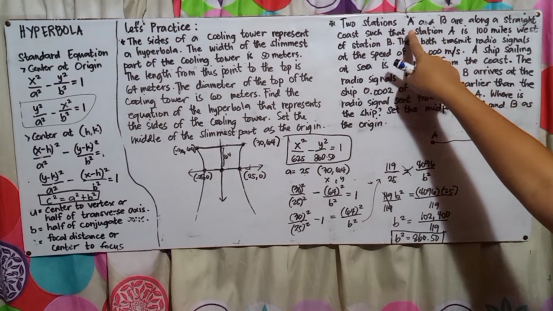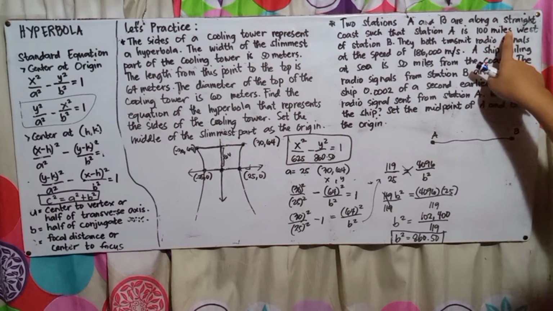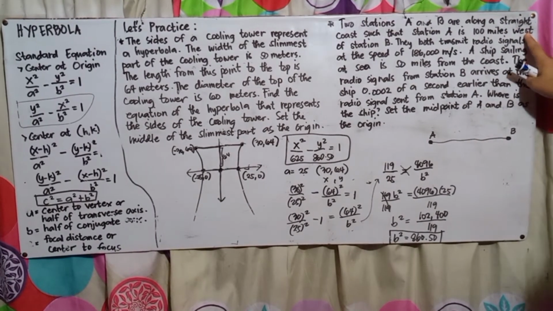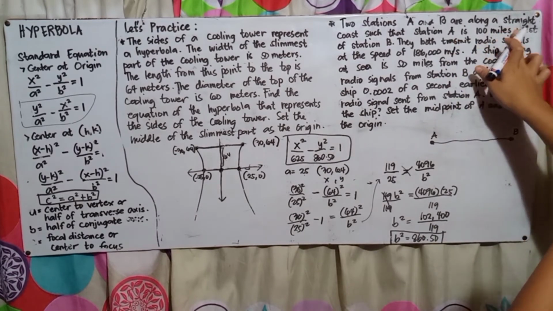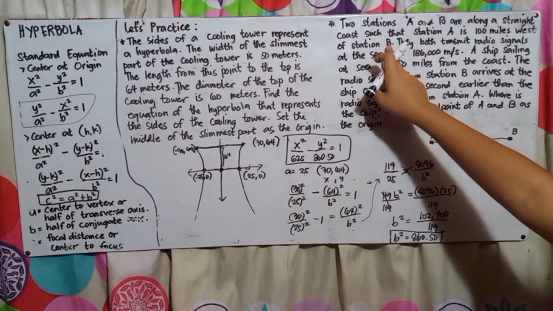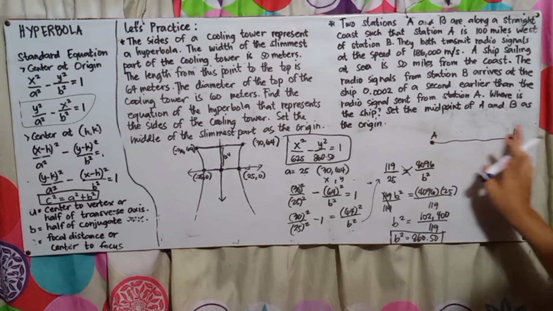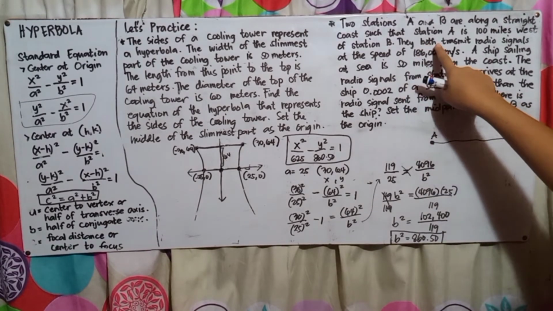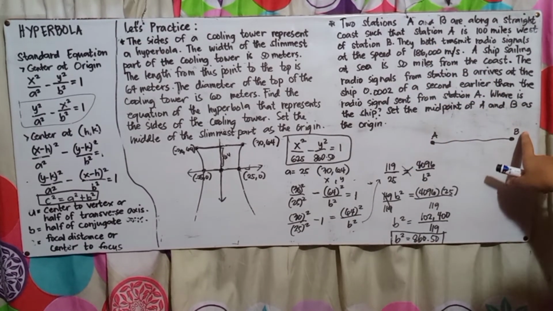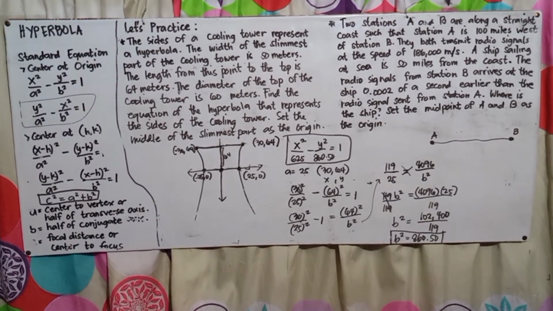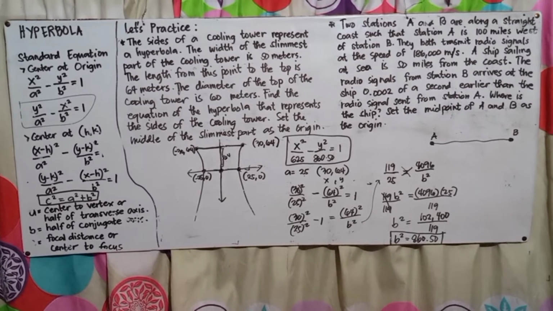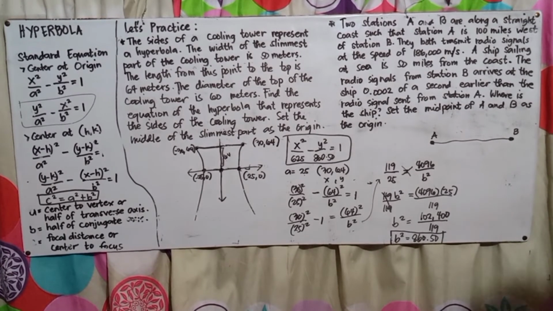Such that station A is 100 miles west of station B. So here is A, here is B, because A is west of station B. What is west? The correct one, west of station B.